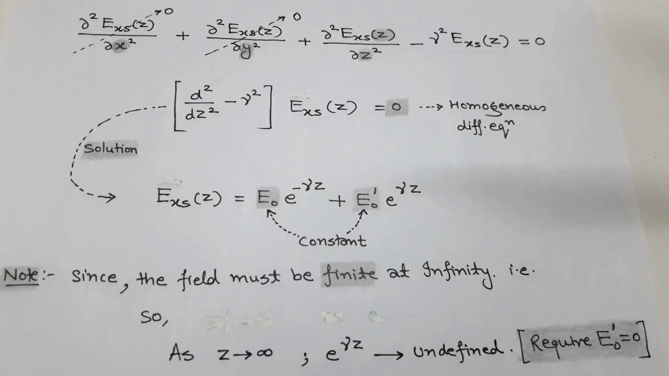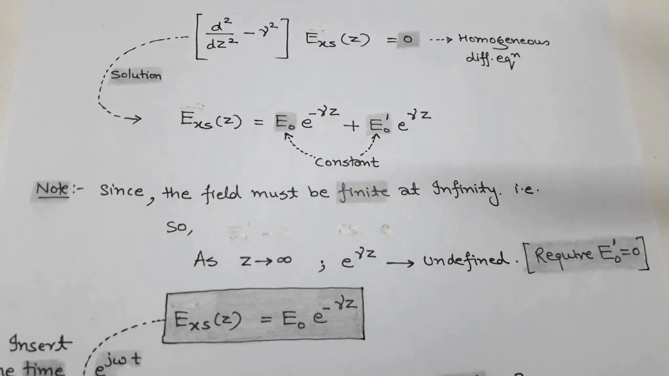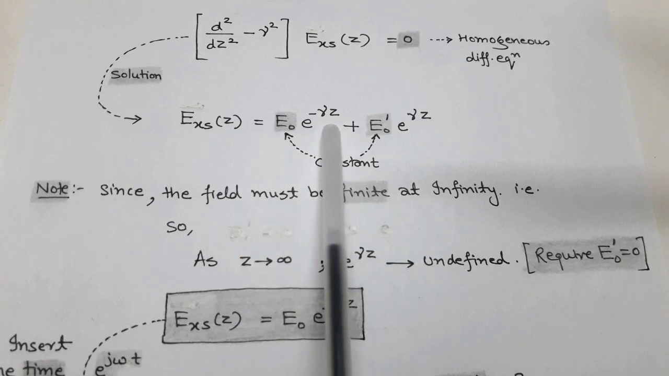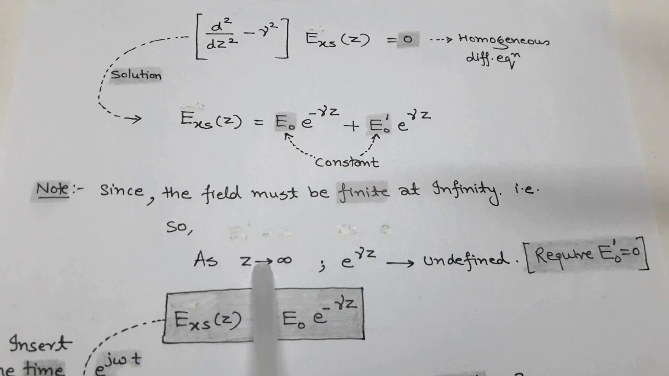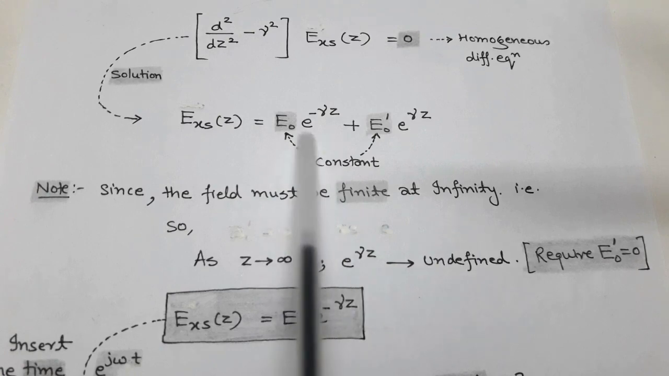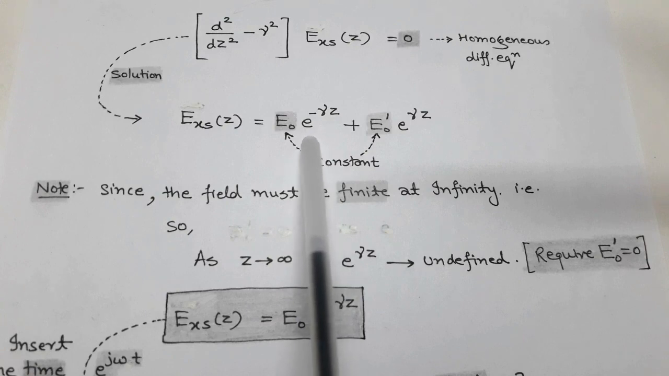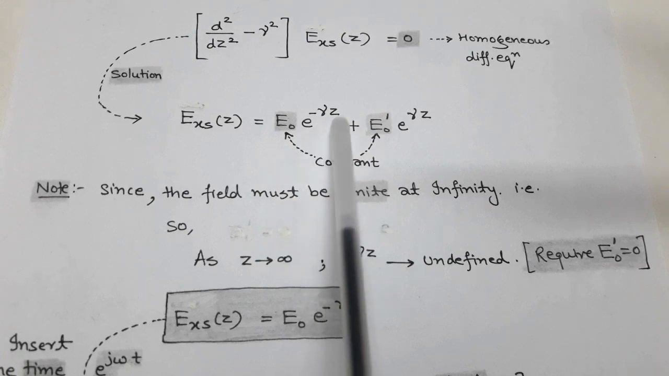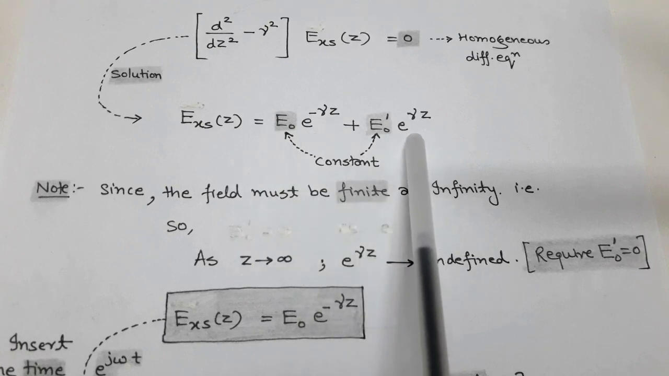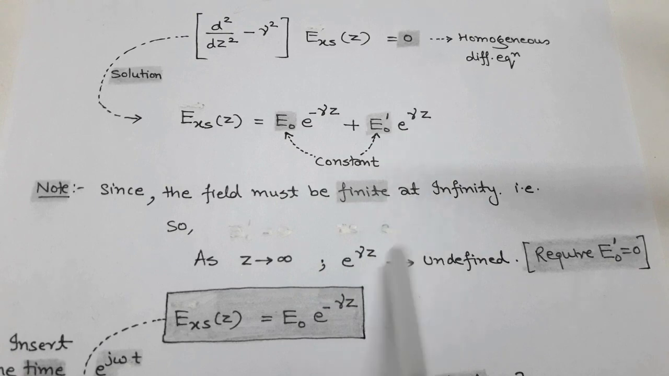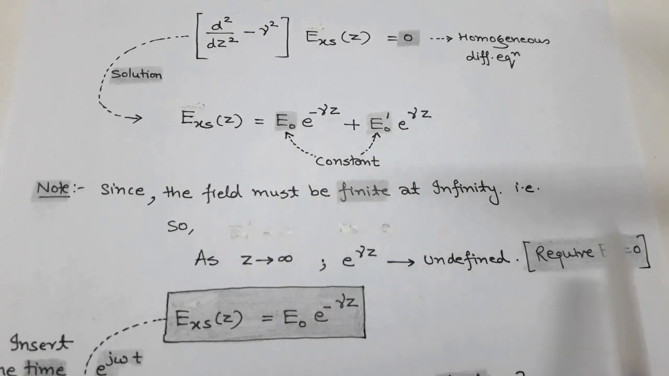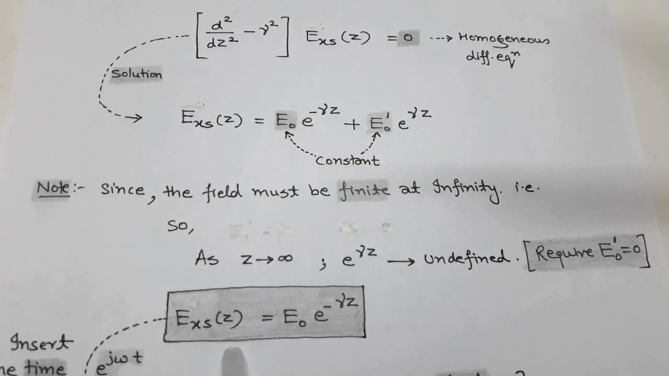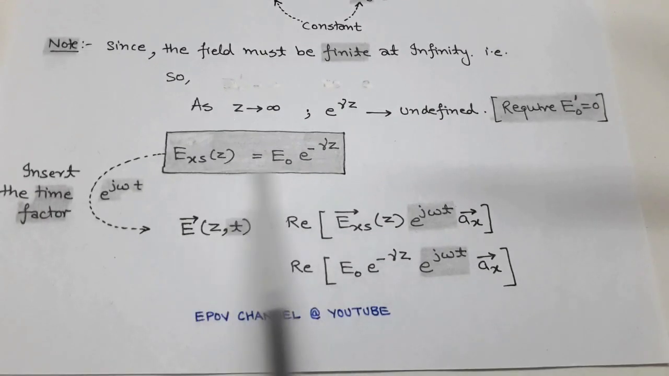Now as we take the electric field as a function of z, that is displacement, this field must be finite at infinity. This means that as the wave propagates along the positive z direction and reaches infinity, its value must be some finite value. For this we put z equals infinity in both terms. In the first term, e to power minus infinity is 0, but in the second term we get e to power infinity, which is undefined. So we take only the first term and we get the equation E suffix xs function of z equals E naught e to power minus gamma z.